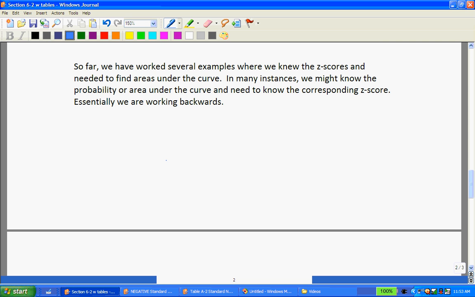Section 6.2 continued. So far, we have worked several examples where we knew the z-scores and we needed to find areas under the curve. In some instances, however, we might know the probability or the area under the curve, but we need to know the corresponding z-score. Essentially, with this type of situation, we're going to be working backwards.